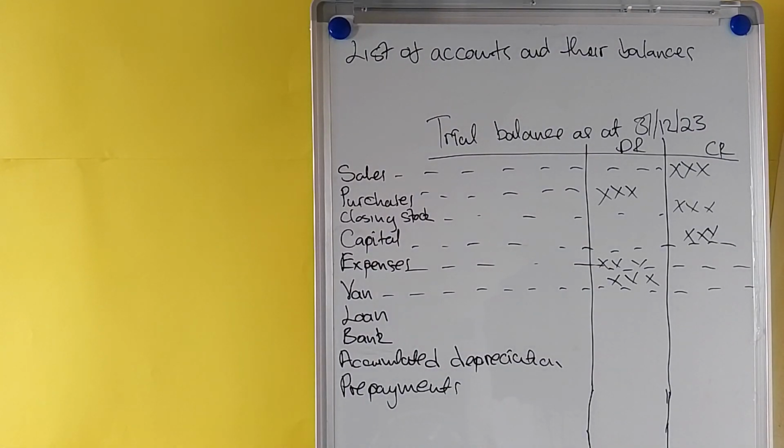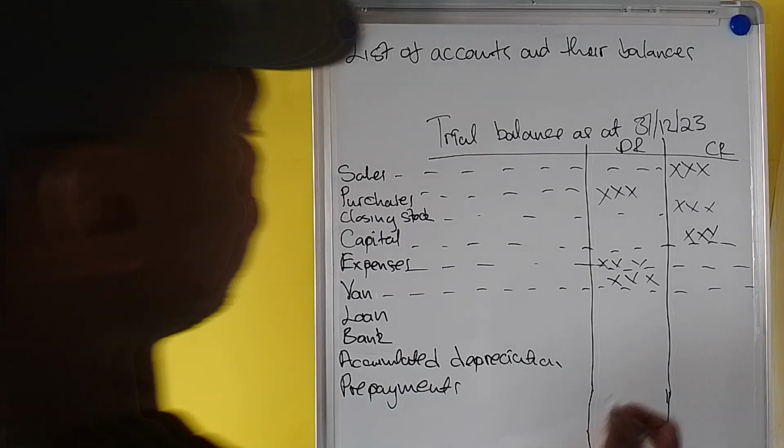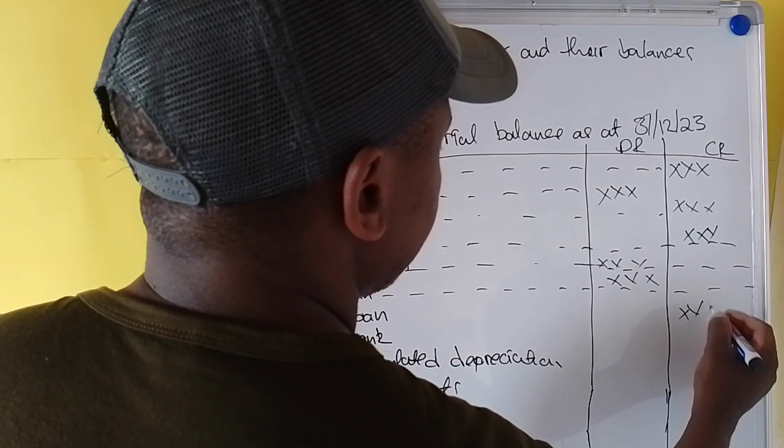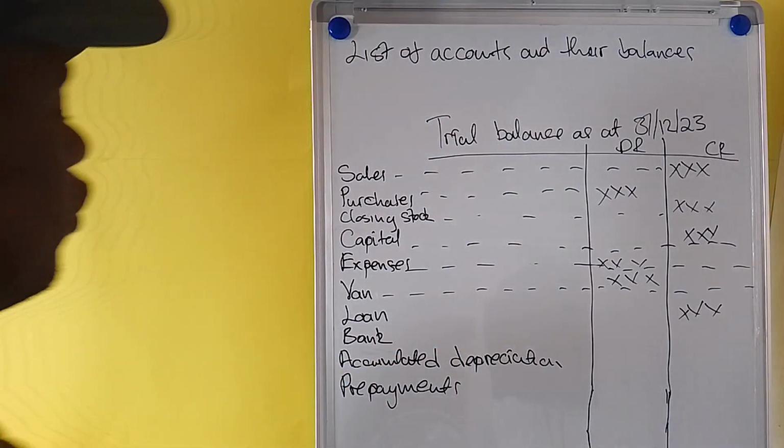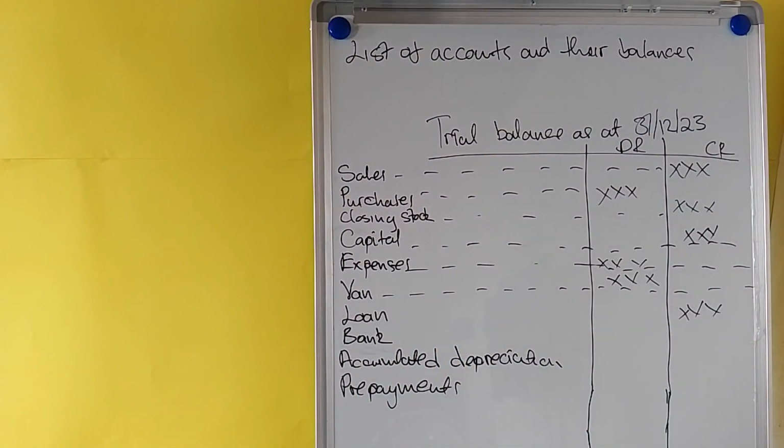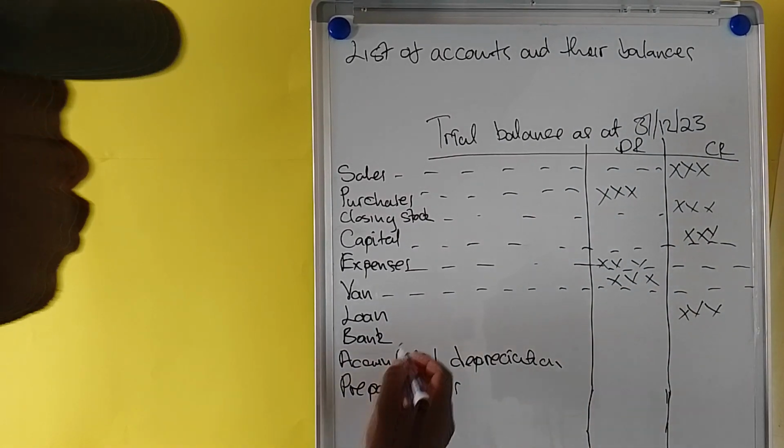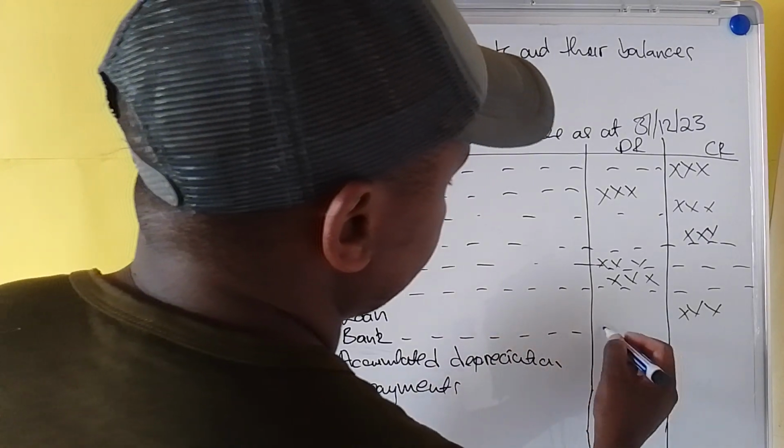Now we can look at a loan. A loan is money that we borrow to increase or improve our business. So a loan has the same effect as capital, so it has a credit balance. We also go to the bank. The bank reflects the money that is in the bank owned by the company, and this money is an asset. So the bank has a debit balance.